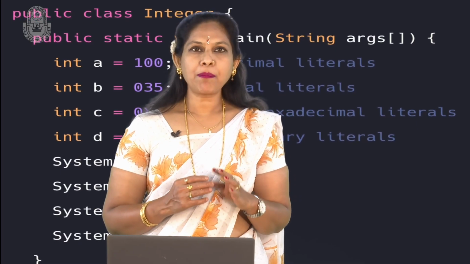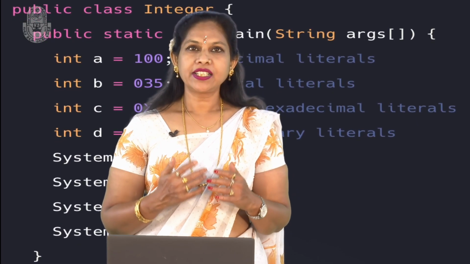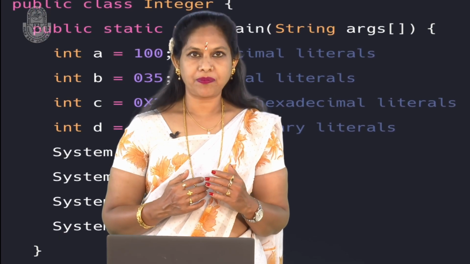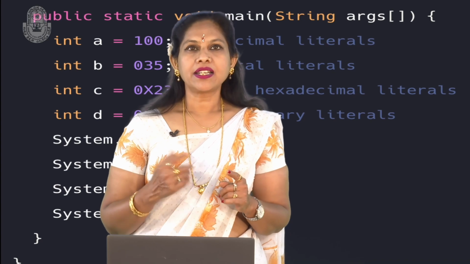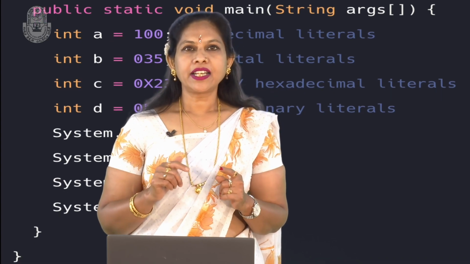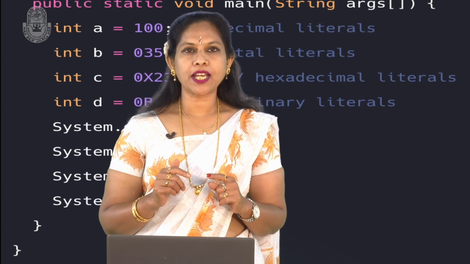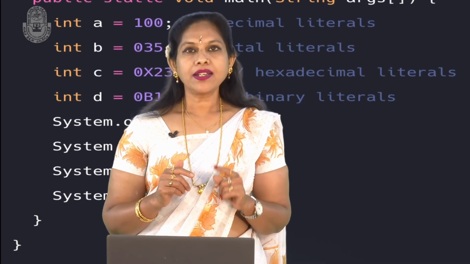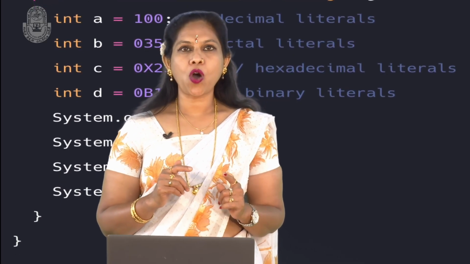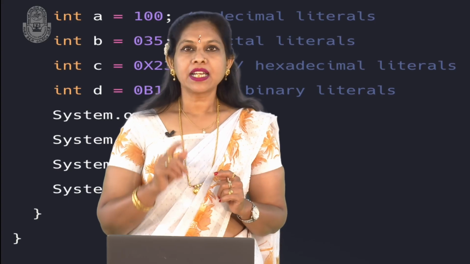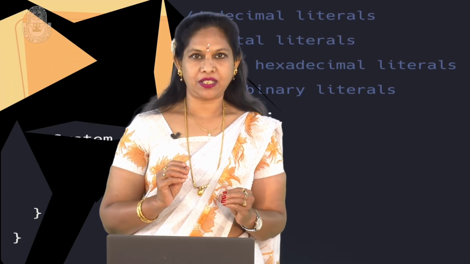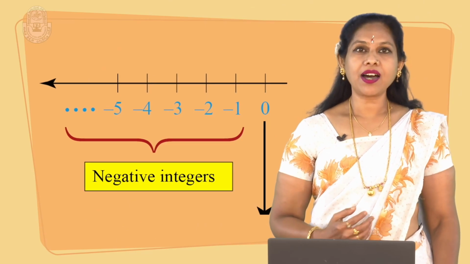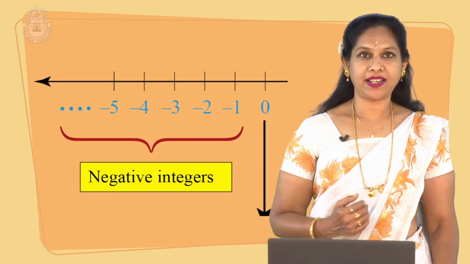4 is an example of a decimal integer literal of type int. If a decimal integer literal is larger than the int, it is declared to be of type long. A number can be made long by appending capital L or small l to it. Negative integers are preceded by the minus sign.